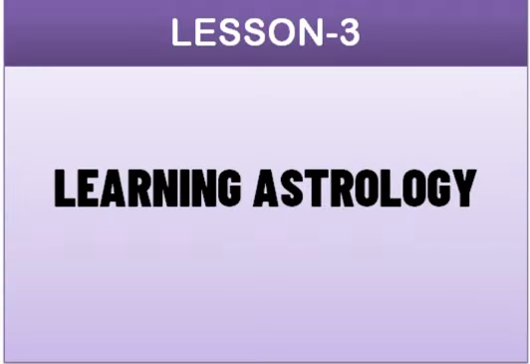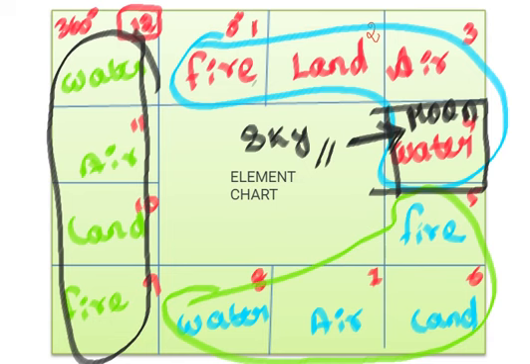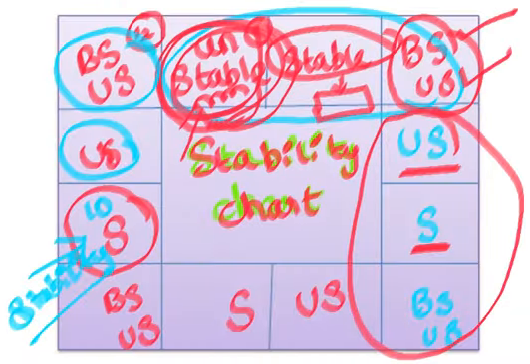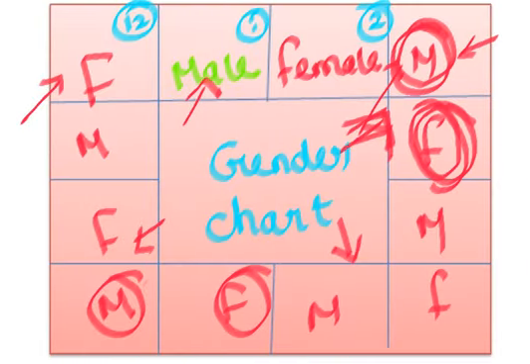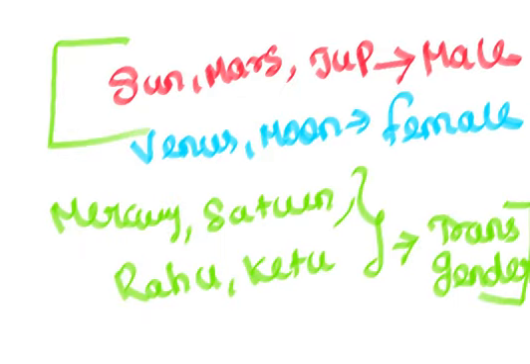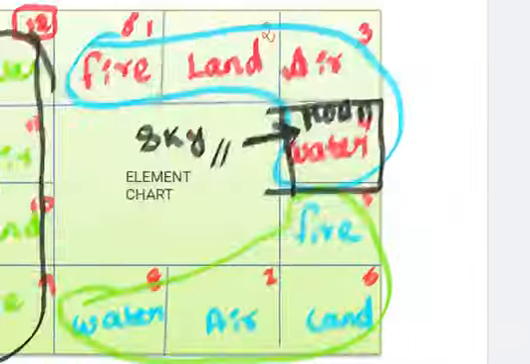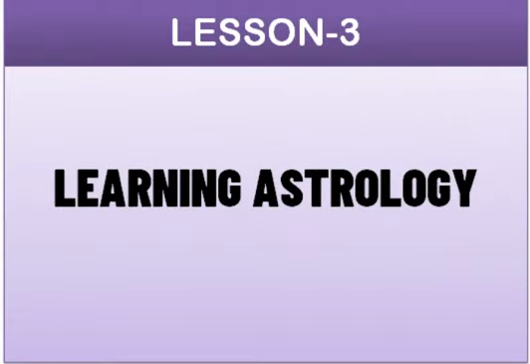So in today's class we discussed the five elements, which element belongs to which house of the horoscopic chart, the stability of the particular house and the gender of the particular house, and which element belongs to which gender category. This is all about today's class.